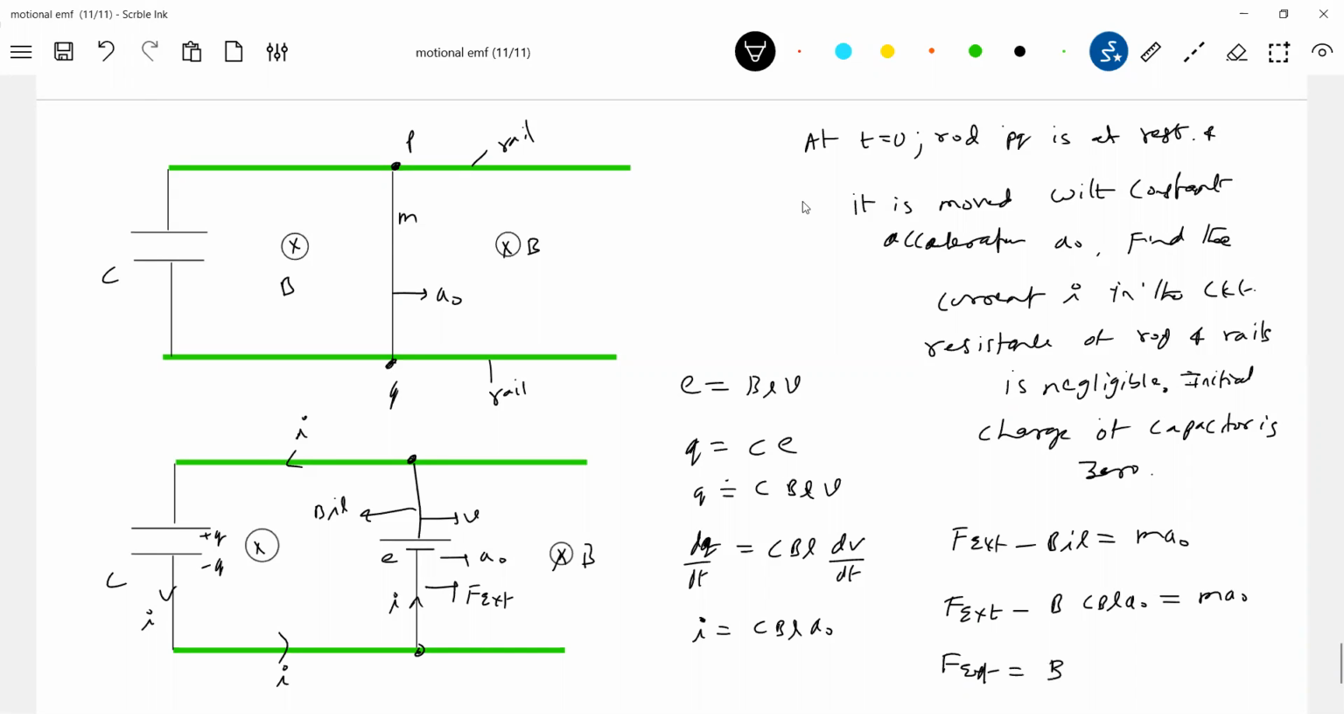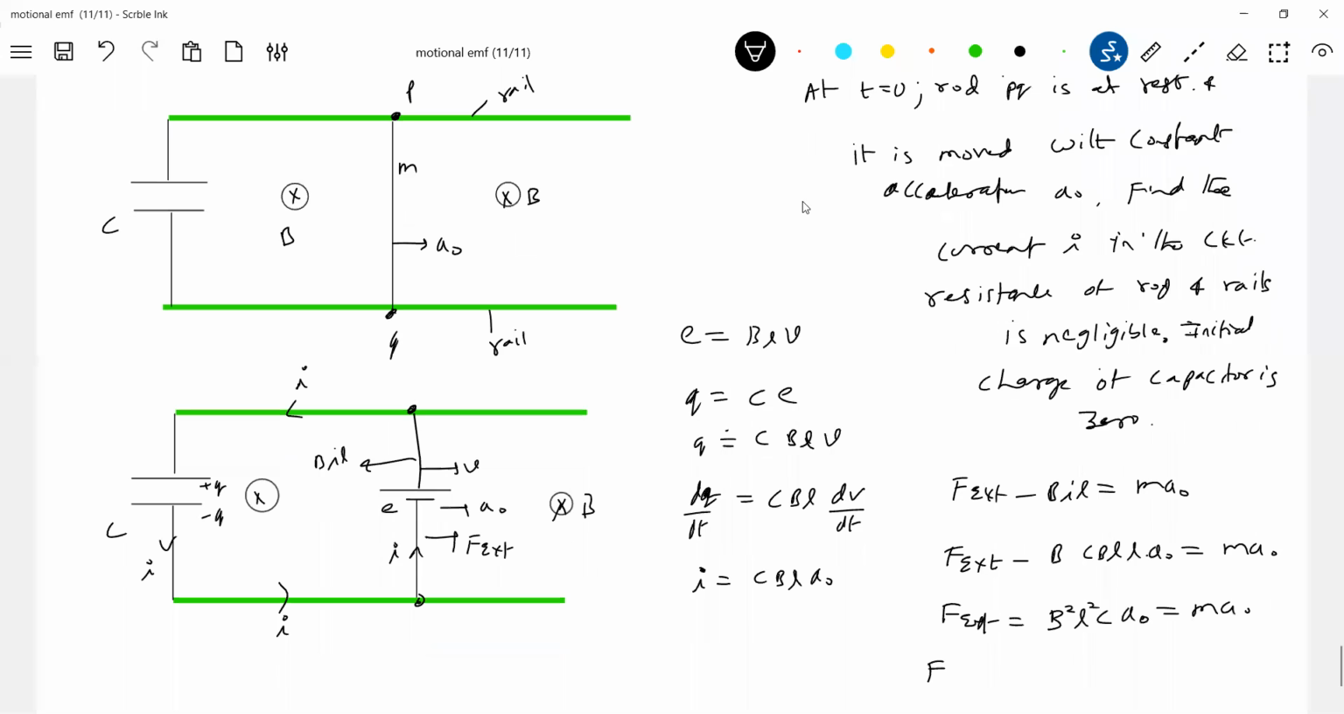So this will be B square L... some correction is there, I'll add it up. I is what? CBL A naught, no? So this will be B square L square C A naught plus MA naught. So F external is equal to CB square L square plus M, into A naught. A naught is given to us. This much external force is what I should apply.